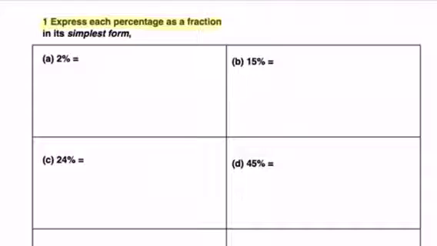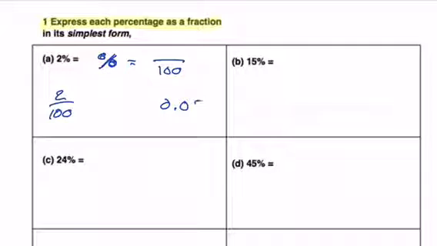So let's do that, right? We start off with 2%, and the thing to remember is that percent means out of 100. I always think of this as being the fraction bar and these zeros being the zeros of the 100. So 2% is 2 hundredths. Now we could write that as 0.02 or 2 hundredths, but they ask us to write it as a fraction and put it in simplest terms.